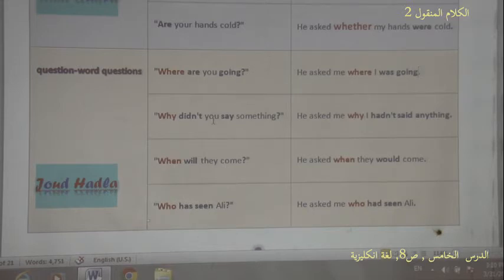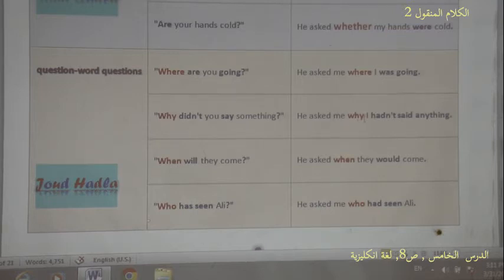Now, why didn't you say something? He asked me why. So I don't use if or whether. Why didn't you say something? He asked me why. You, I. Now what is the tense here? It is past simple negative. Pay attention: didn't. I'll highlight it for you. So why didn't you say? What is the verb tense? It's past simple negative, and this is changed into past perfect negative but affirmative in form. We don't invert.